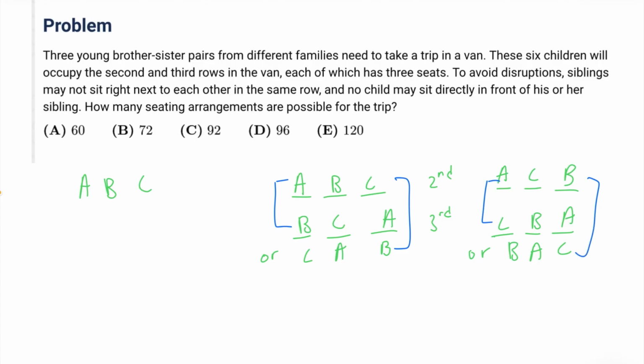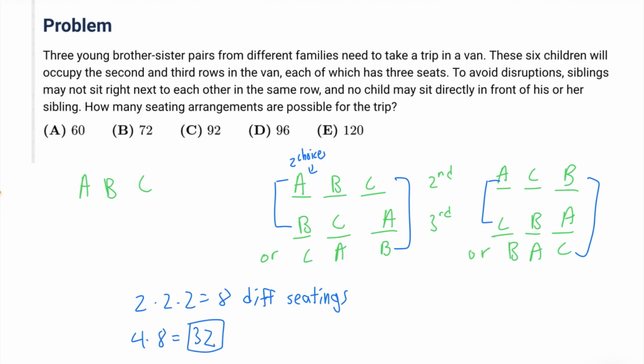Now this is just focusing on the families though. If we actually put the children in, each family has 2 distinct siblings. So for family A, there are 2 choices for who sits in that seat, and the same goes for family B and family C. So each family pattern gives 2 times 2 times 2, which is 8 different seatings. Since there are 4 family patterns, we have 4 times 8, which is 32.